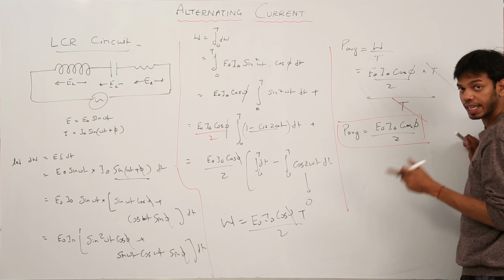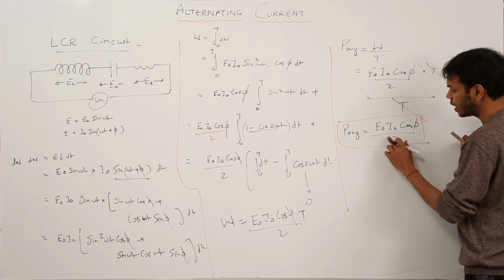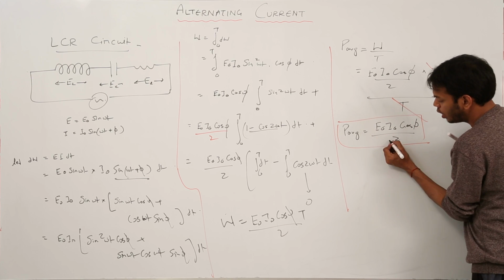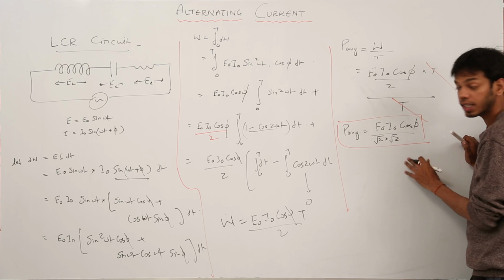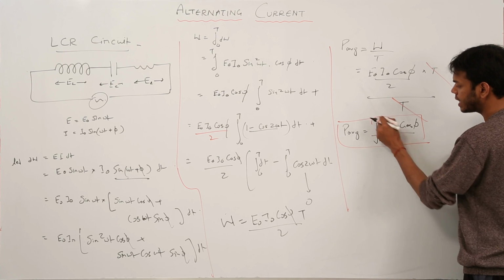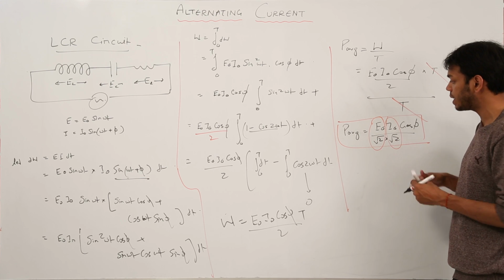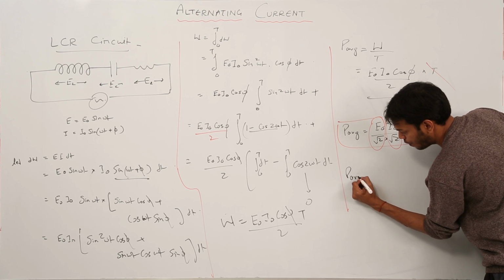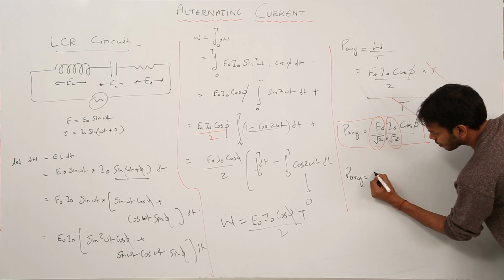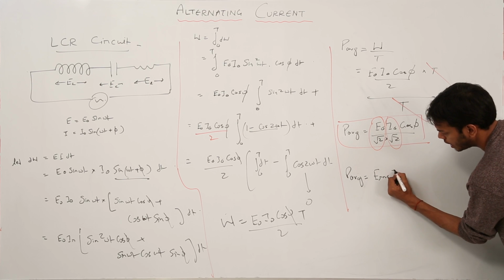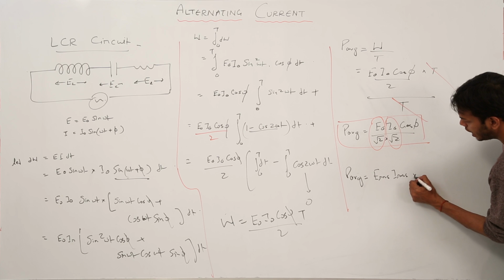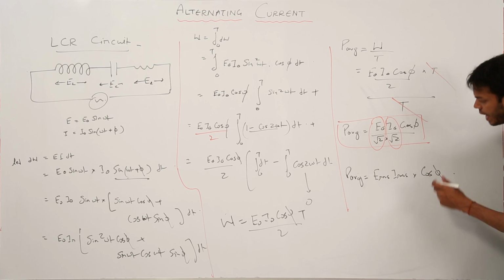This is one of the answers, but the other most important answer is this: instead of 2, I am writing root 2 into root 2. One and the same thing. Take this separate, take this separate. So what is this? This is ERMS, this is IRMS. So P average is equal to ERMS into IRMS into cos of phi.